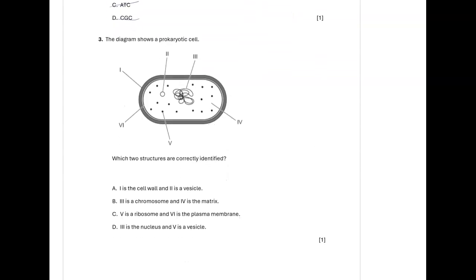So then it asks you about which two structures are correctly identified, so it's worth just identifying the structures. So that's the cell wall, and that's a plasmid, then that's the DNA, 4 would be the cytoplasm, 5 would be a ribosome, and 6 would be the cell membrane. So if you've done that, then you can go and say cell.